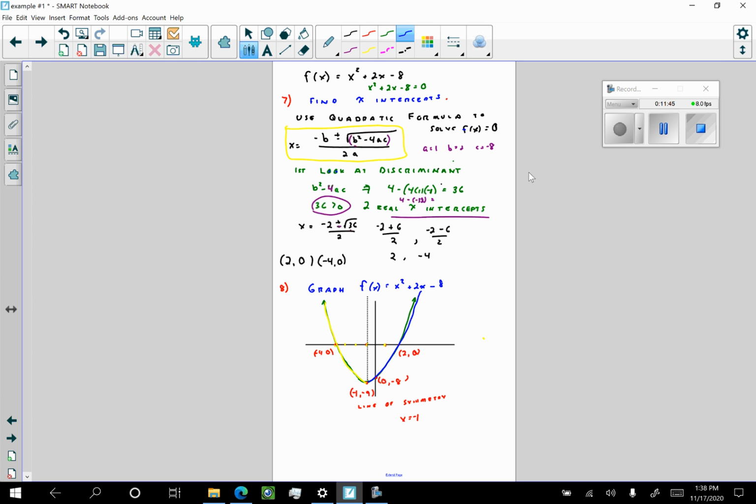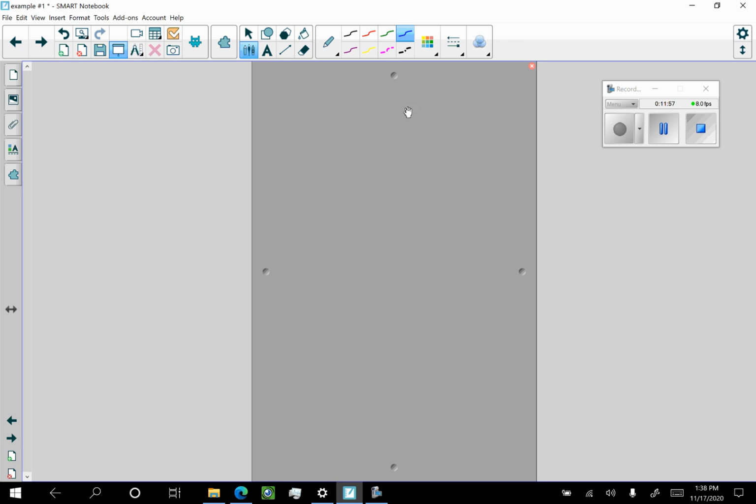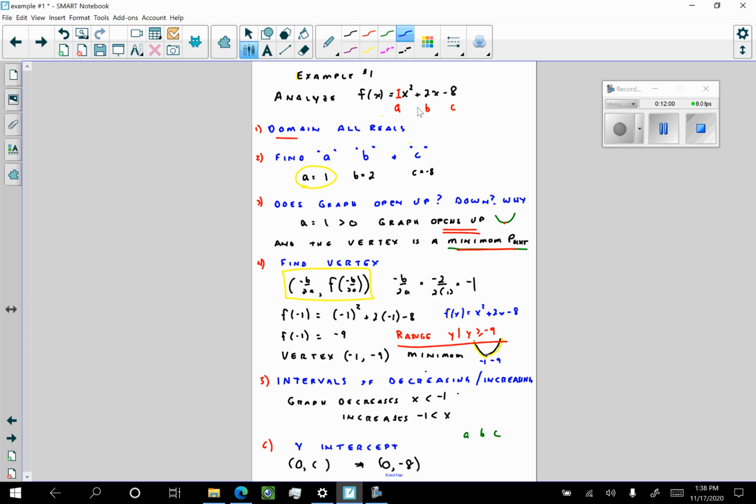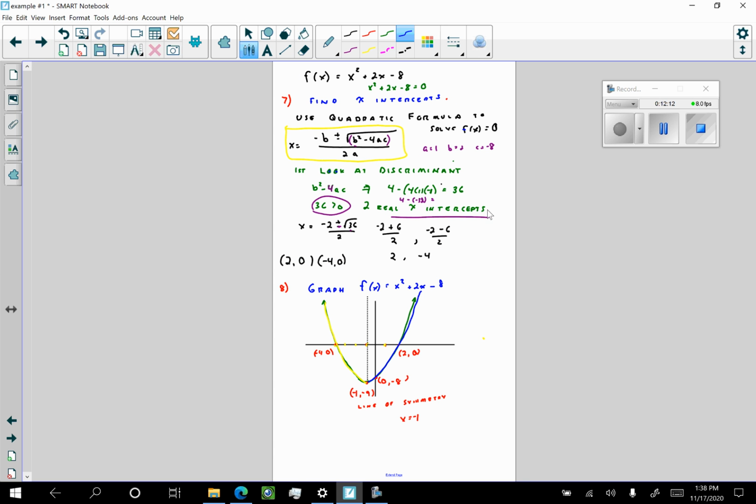So you can always pause the video. This is what you're going to want to do. You have to do this twice on the homework, and I'm going to be looking at all of this: the domain, a, b's and c's, open up or down, vertex, range, where it's increasing and decreasing, the y-intercept. Pause the video if you have to. The x-intercepts, bam.